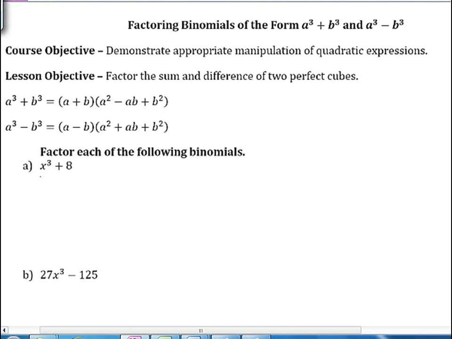Our first example here is x cubed plus 8. When you're new to this, the easiest way to do it is to rewrite it as two things cubed, because then you can exactly follow this formula and figure out what your a is and what your b is. And x cubed is already written as something cubed. Then we have plus, and we want to figure out what number we would cube to get 8. That number is 2. And so we could rewrite this as x cubed plus 2 cubed. If we do that, then our a is going to be x, and our b is going to be 2.